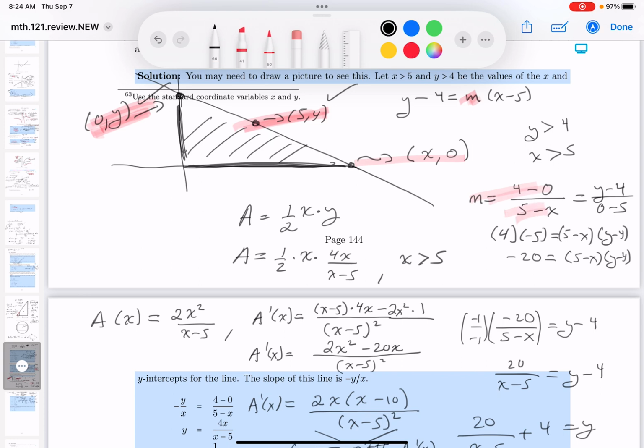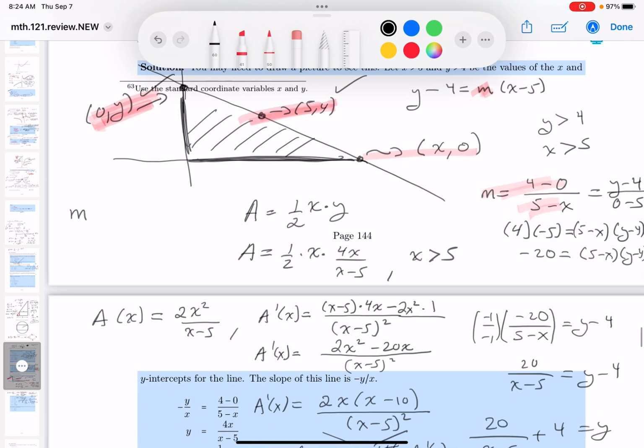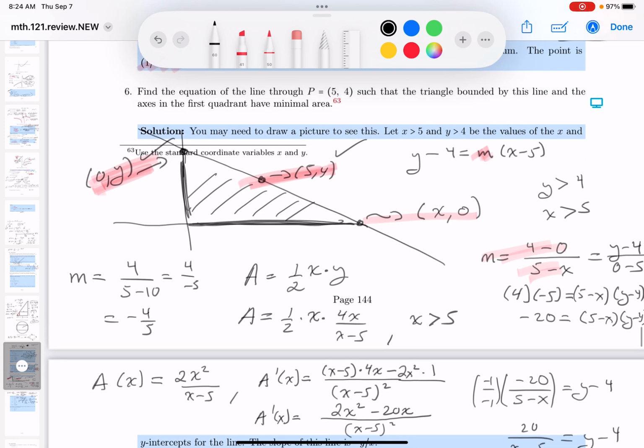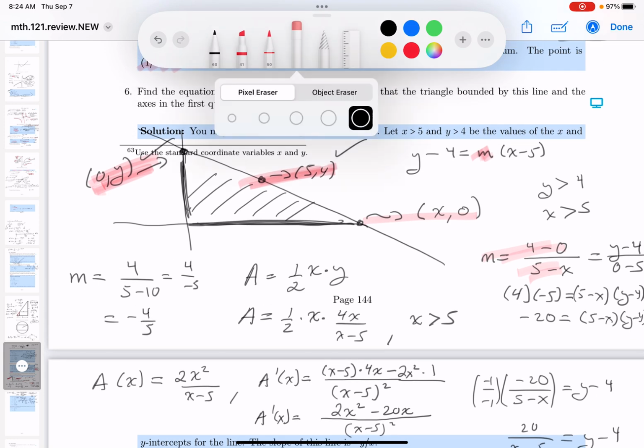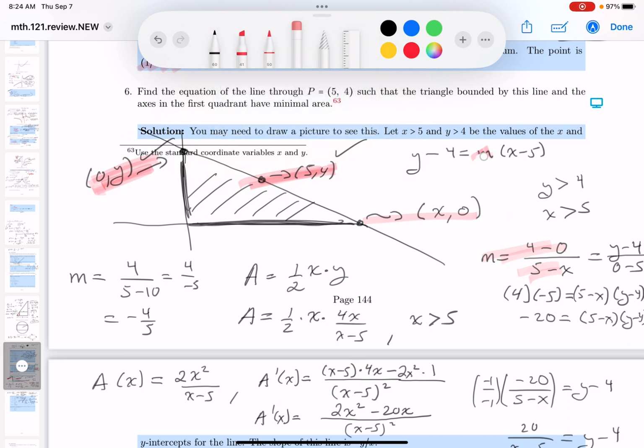What do I know? I know the slope, m, is equal to 4, because 4 minus 0 is 4. And what goes on the bottom is actually 5 minus 10. What do you get over there? 4 over minus 5. And what do you get there? Minus 4/5. All right? Okay, let's get my eraser out. I'm going to erase this m over here. I can put the minus 4/5 down.